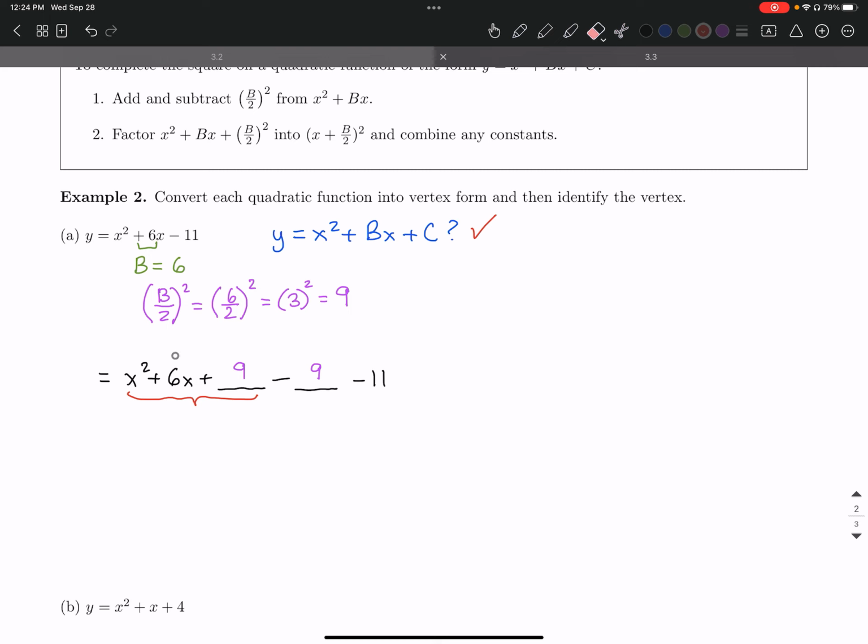3 plus 3 does give me the positive 6 in the middle, and that means that this factors into (x plus 3) times (x plus 3). Or, equivalently, you could write that as (x plus 3) quantity squared. At the end of this, we have negative 9 minus 11, which equals negative 20, and all of this is now in vertex form.